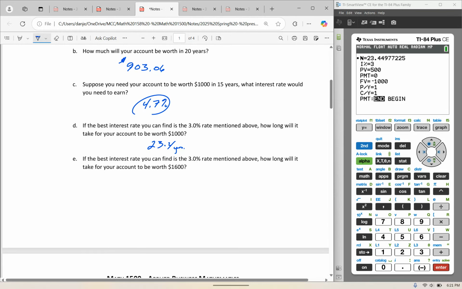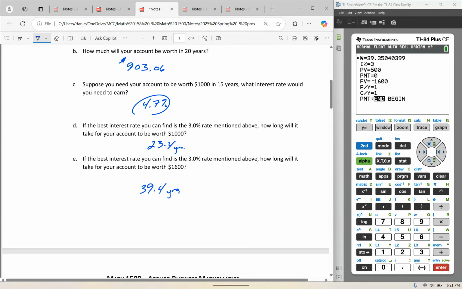If the best interest rate I can find is 3%, how long will it take for my account to be worth $1,600? Well, this time, instead of withdrawing $1,000, I want to withdraw $1,600, and I want to go back up and find out, alpha solve, how long that will take. That will take 39.4 years. The TVM solver makes things much more simple.